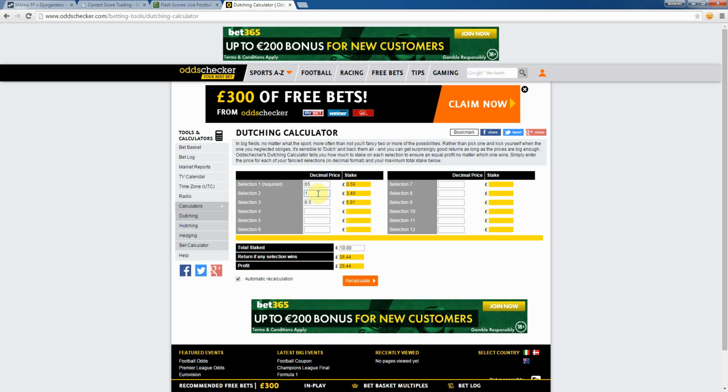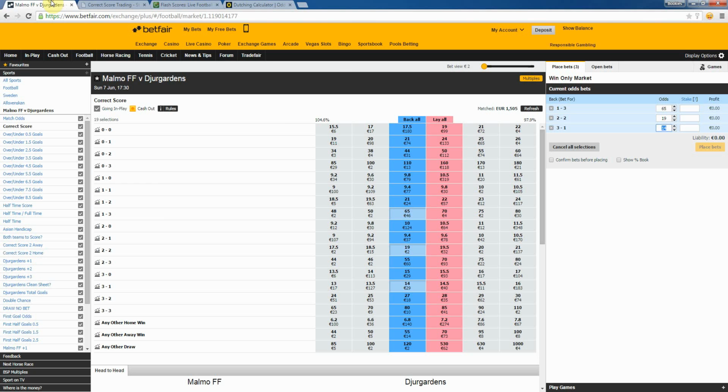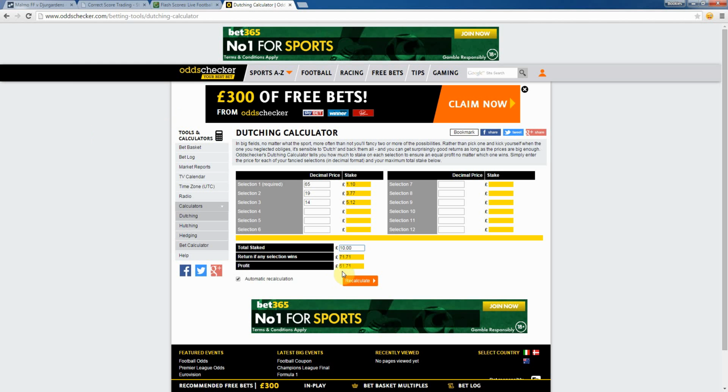You can see that you will need to stake 1.10 on the 65, 3.77 on 19, and 5.12 on 14. Then your total stake will be 10, and it ensures that the profit is the same. 61.71 on all 3 selections. So you have the same profit no matter what. So as you can see, we are targeting 61 as our maximal profit minus commission.